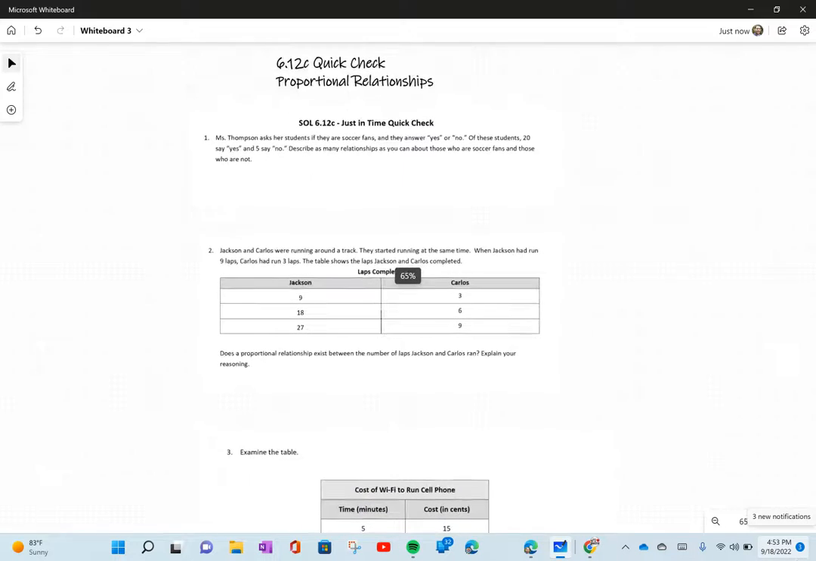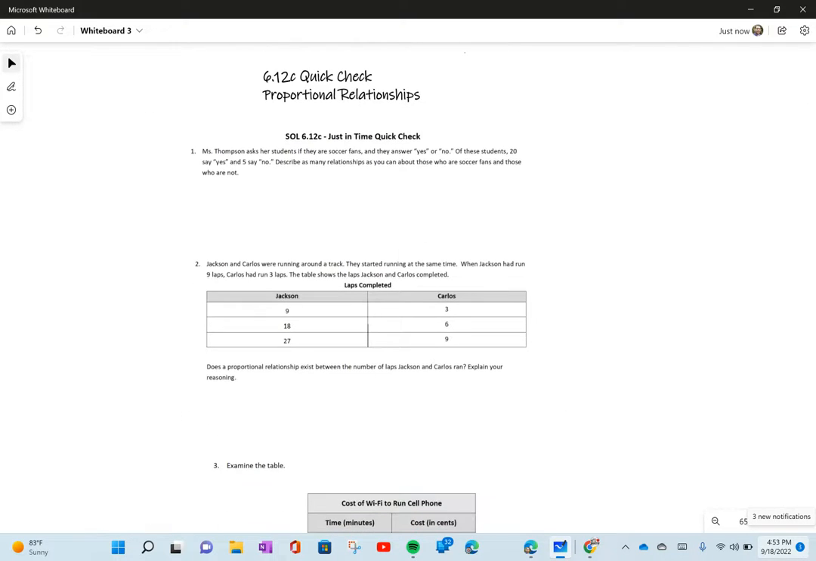Hello, this is a video that's going to go over the quick check for 6.12c for proportional relationships. This was about determining whether or not a proportional relationship exists while looking at a ratio table, like in number 2 and in number 3, or looking at a graph, like in number 4. Also, from words without a table or from a graph, that we want to see if there's a proportional relationship.